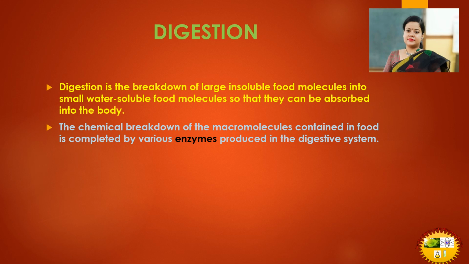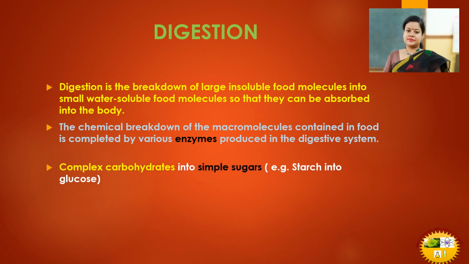And what happens to these macromolecules when they are broken down? Let us see. Complex carbohydrate after digestion turns into simple sugar, for example, starch into glucose. Proteins are broken down into amino acids. Fats are broken down into fatty acid and glycerol. That means after digestion, complex carbohydrate becomes simple sugar, protein becomes amino acid, fats become fatty acid and glycerol. After that we can use them.